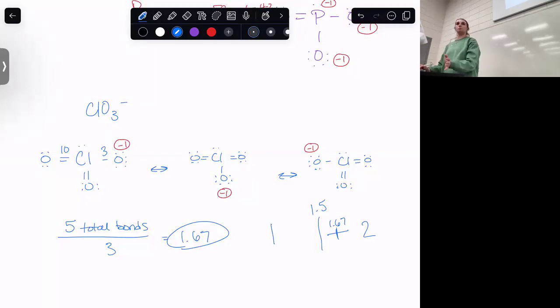Which is different from the other one we talked about, right? That had a 1.33 bond characteristic. That was over here, so it was a little closer to a single bond. Does that make sense in terms of the averaging and everything? Are there any other questions?